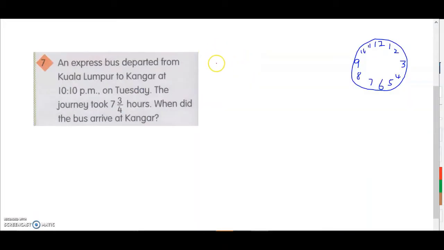Question 7. An express bus departed from KL to Kangar at 10:10 p.m. on Tuesday. The journey took 7 3/4 hours. When did the bus arrive at Kangar? Again the formula: starting time plus the duration equals the ending time or the arrival time. So starting time is 10:10 p.m. on Tuesday plus the duration 7 3/4 hours equals the ending time. Now we need to find out how many minutes is 3/4 hours.